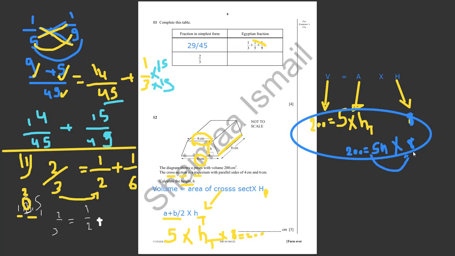So 5 times 8 is 40, so 200 equals 40 times the height. Dividing by 40 gives you the height. Keep the zeros: 20 divided by 4 is 5. So the height is equal to 5. Clear, 5 marks and 3 marks in your pockets here on 4. Easy.